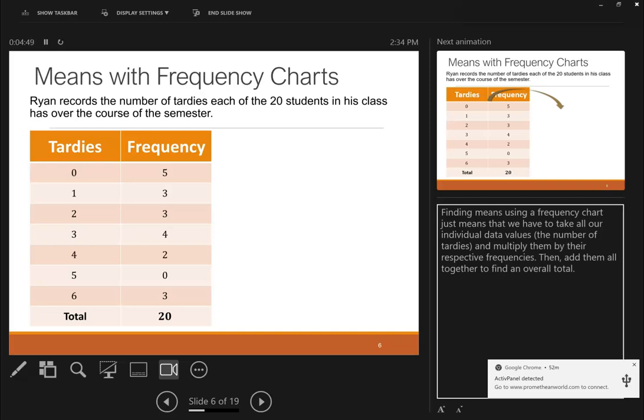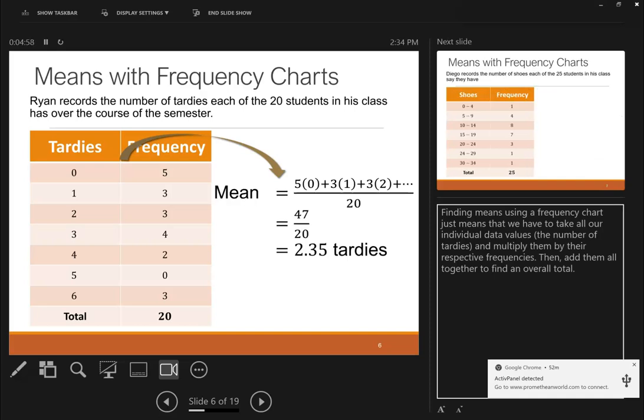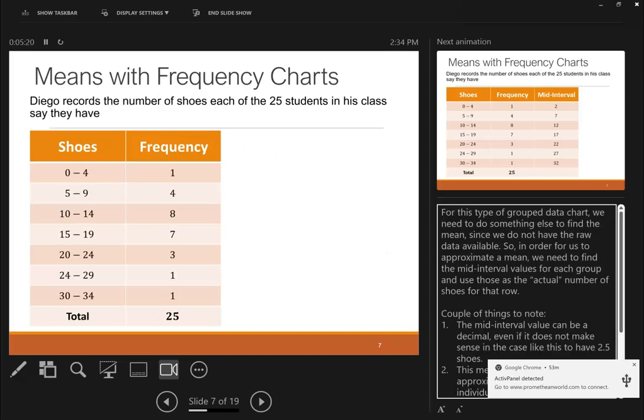Right, I have to do value times frequency plus value times frequency plus value times frequency. Or I do the same one variable stats in my calculator, but I must include a frequency list along with a values list, right? So I need two lists. One for the values, 0, 1, 2, 3, 4, 5, 6, and one for the frequencies, 5, 3, 3, 4, 2, 0, 3. Very cool? But again, same thing.